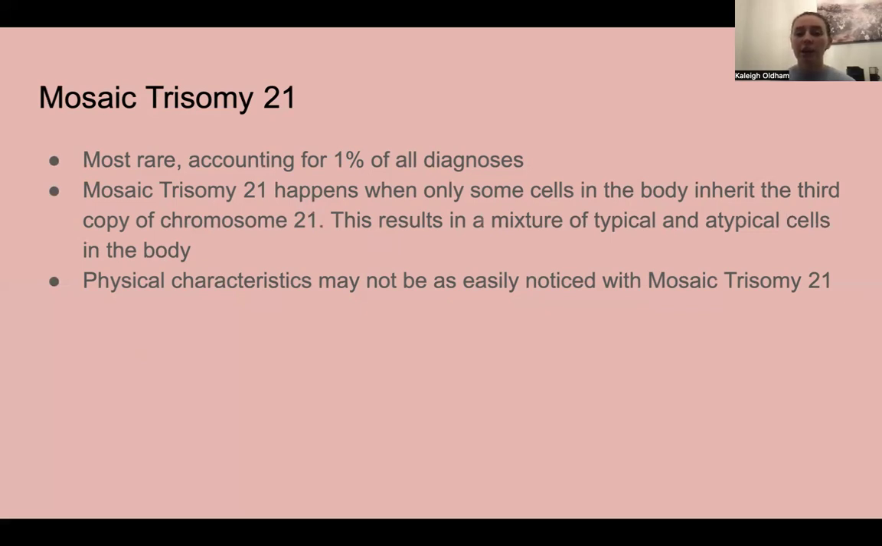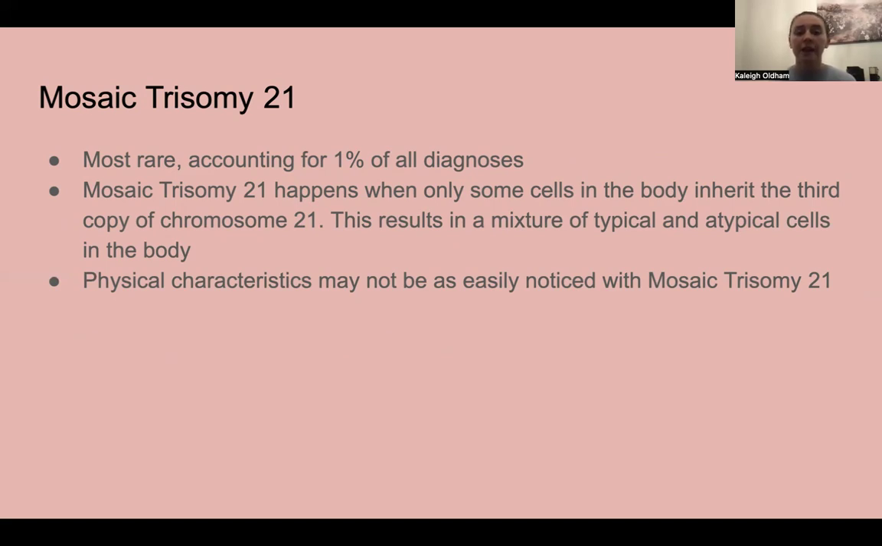So going back to full and translocation trisomy 21, all the cells in their body have that third copy. Even the translocation, even the partial third copy, every cell has that makeup. But for mosaic, only half or only a third or only a quarter of the body has that atypical cell. So this one's a little bit harder to know based on physical characteristics if the child does have Down syndrome, only because not every cell is presenting with that third chromosome in the body.